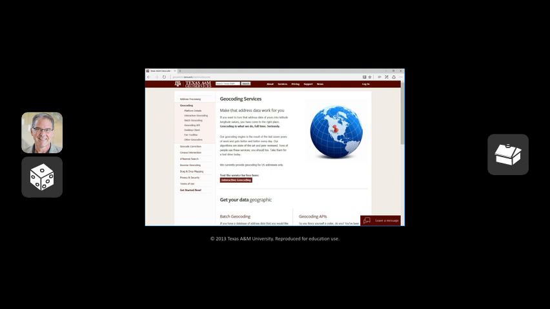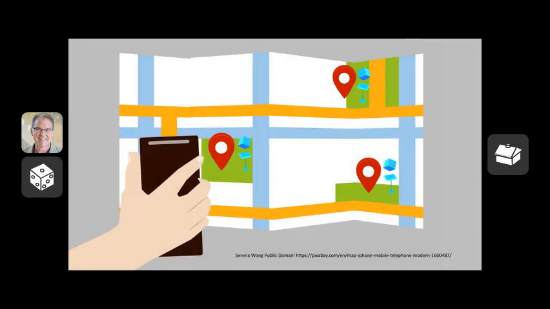Have you used GIS to geocode addressed reference data? Or perhaps an online geocoding service like this one hosted by Dan Goldberg's shop at Texas A&M. You do geocoding every time you enter an address into your phone and get back a map with a push pin that represents your destination.